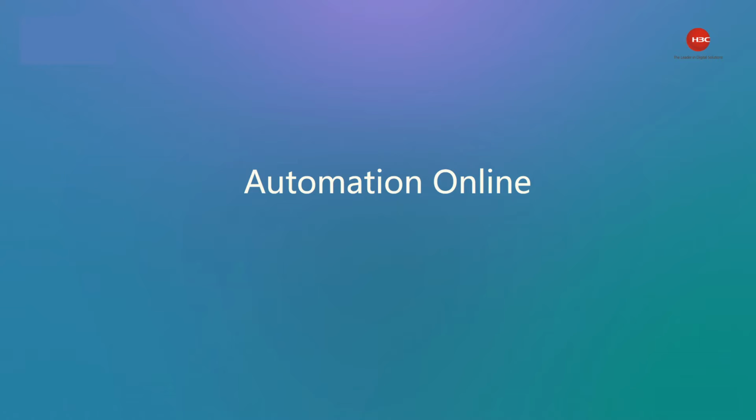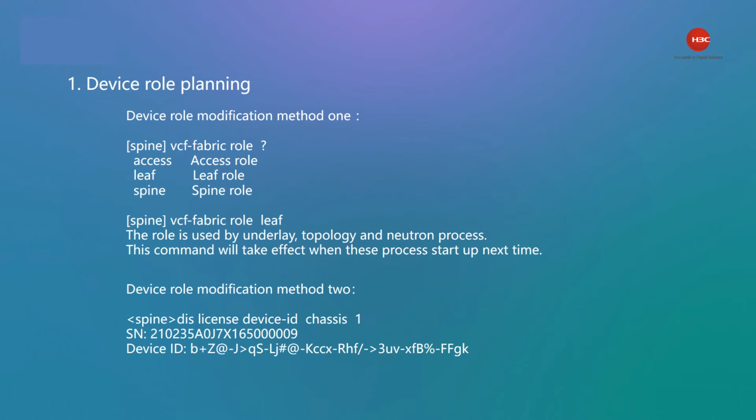After the DHCP server is installed and deployed, we can proceed to the second major step, automation online of the device. The automation online mainly includes four steps. So let's go to the detail. First, the device role planning. If the on-site devices all use the default role, you can skip this step. If some devices on the site are not in the default role, you need to modify the role first.